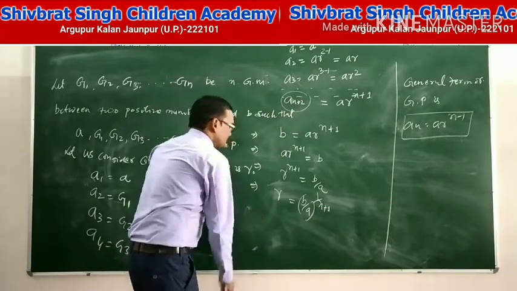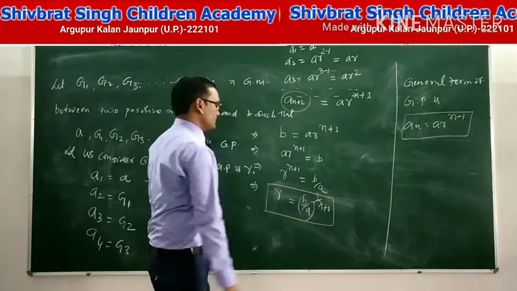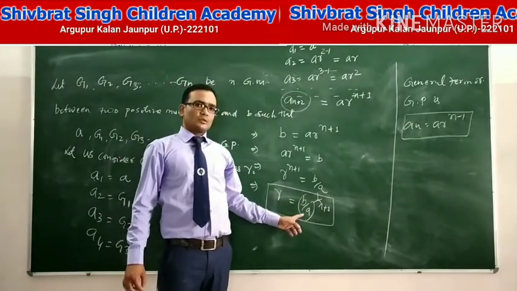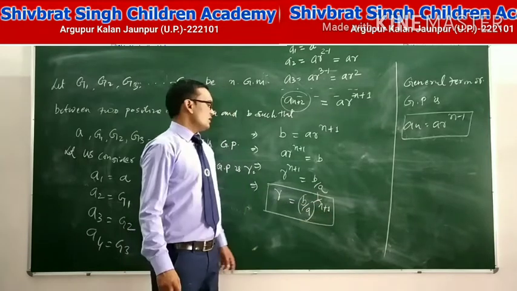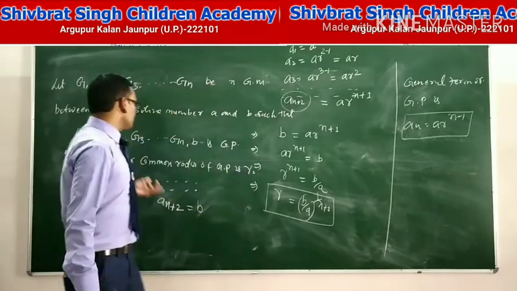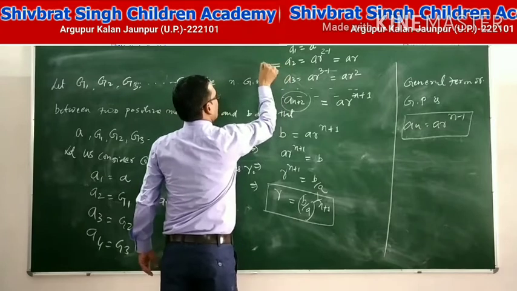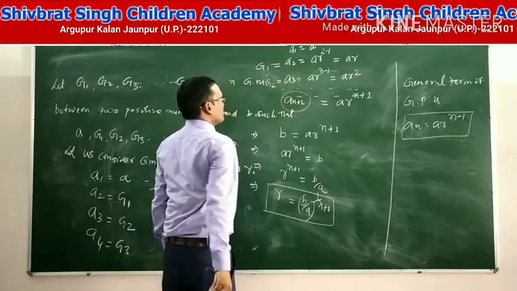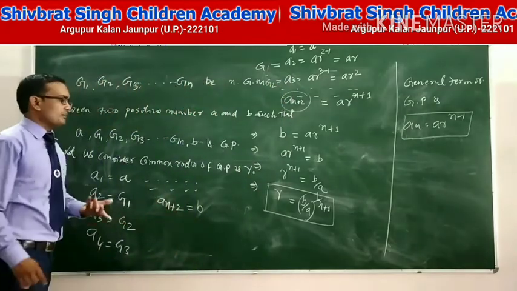That means the common ratio of this GP is r equal to (b upon a) to the power 1 upon n plus 1. Now we can find the value of G1. G1 is the second term of the GP. That means A2 equal to G1, A3 equal to G2.